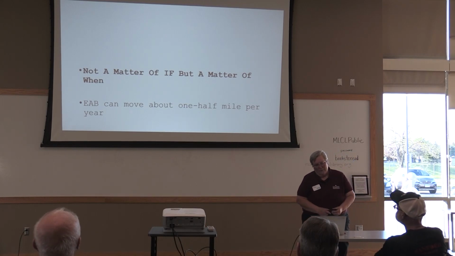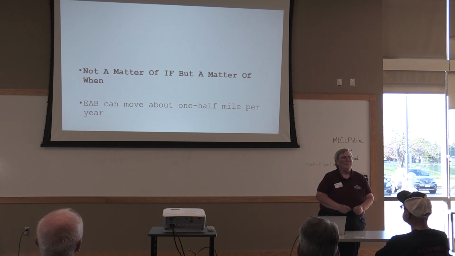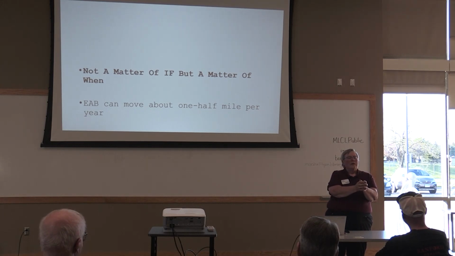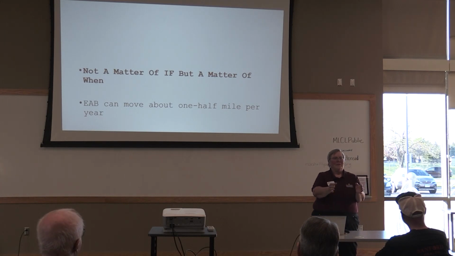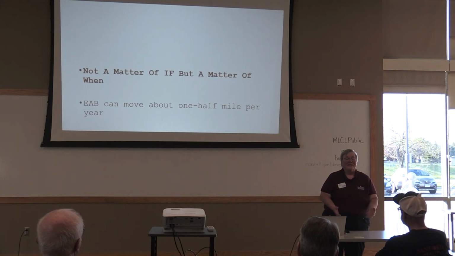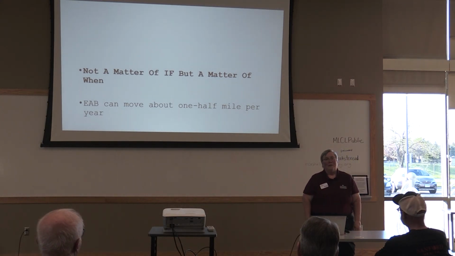Emerald ash borer can move about 1/2 mile a year, which means that if this tree here is where it was first impacted, we first had the infestation occur, we don't see it for 3 years. That means the bug has 3 years to move. And each year it's going to move a little bit farther. So it's, like I said, not a matter of if, it's a matter of when. If you have ash trees, we're going to get the emerald ash borer.